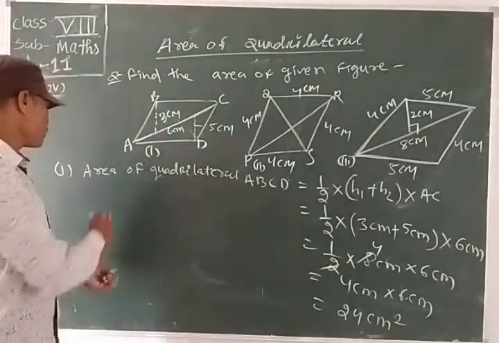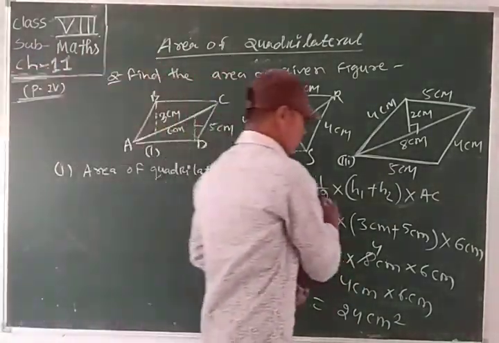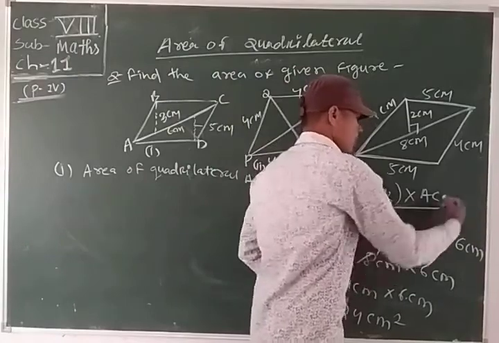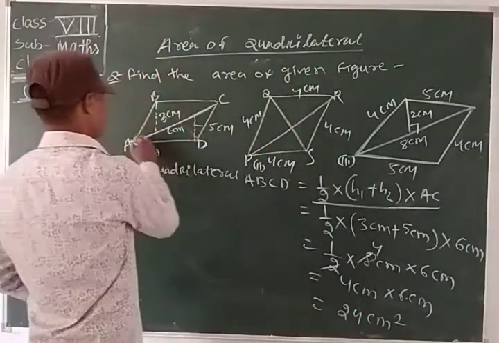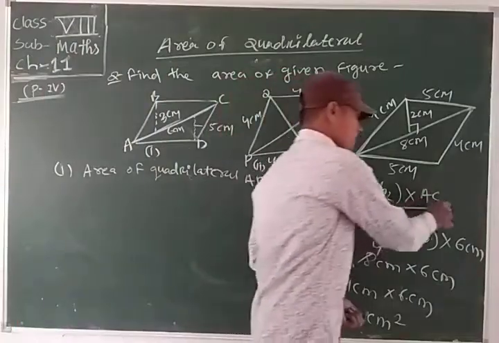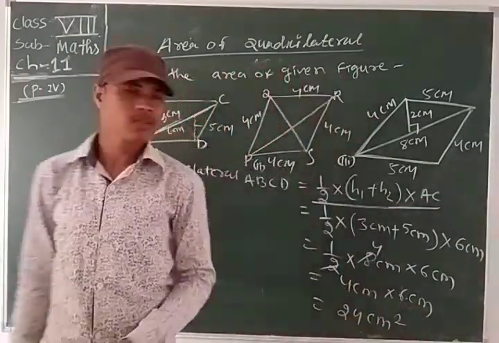How can you find? Then we know that the area of a quadrilateral equals 1 by 2 into H1 plus H2 into AC. AC, that means what? AC is here the diagonal. Also, instead of AC we can write its diagonal. Okay. Now the second figure is C.